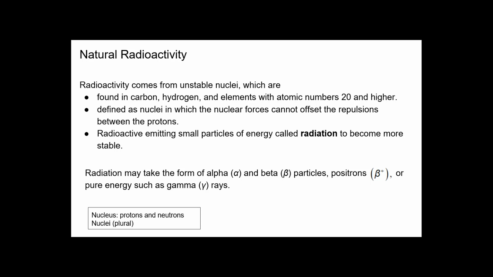These unstable nuclei are found in carbon, hydrogen, and elements with atomic numbers 20 and higher. Don't get really caught up on that because we're going to be looking at some and I'll cover them, and they're very weird names on most of the examples that I'm going to be looking at as this chapter progresses. So again, radiation, forms that we're going to look at: alpha, beta, positrons, and pure energy.